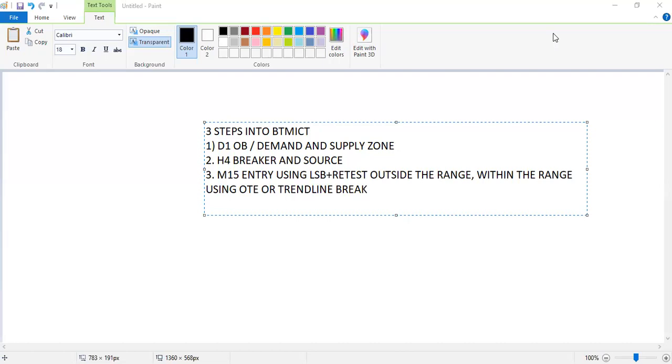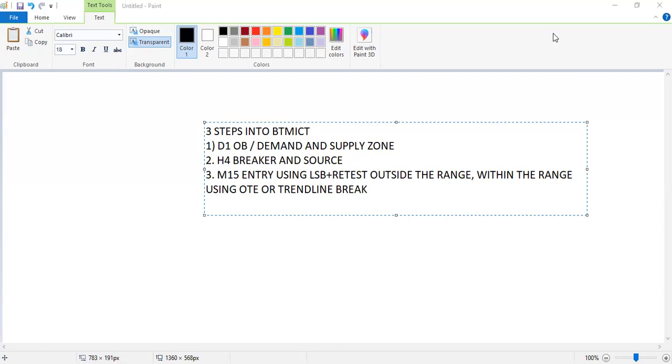BTMM, Bid Market Maker by Simaro, and ICT, Inner Circle Trader by Michael Huddleston. These two methods are independently powerful, but when you combine both of them, you have a whole new powerful method altogether.